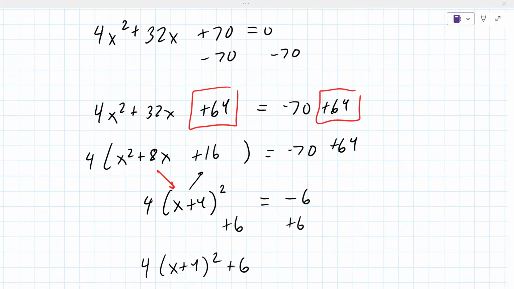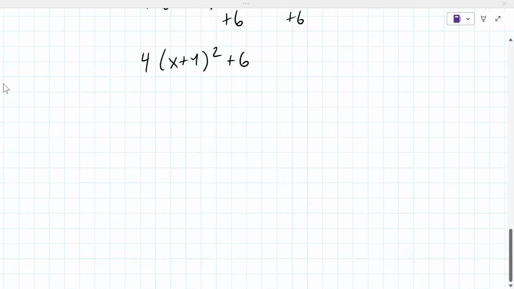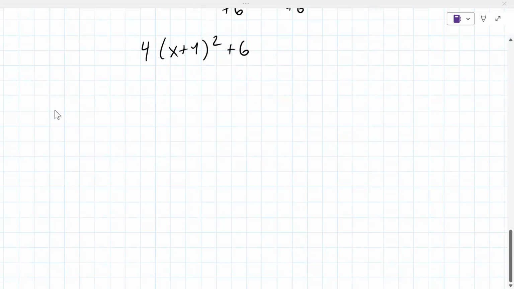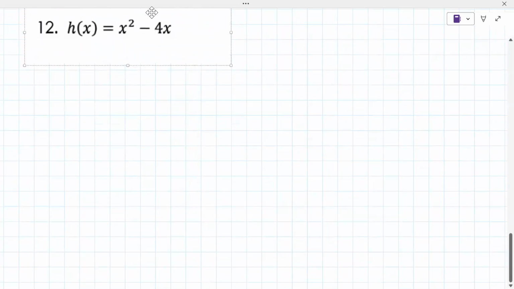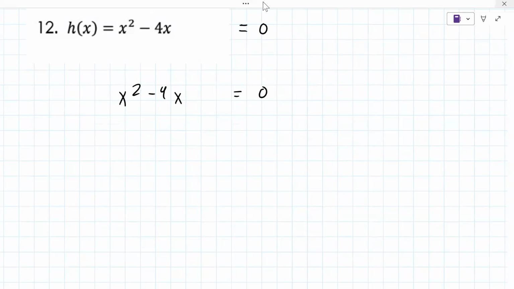Okay. Let's do 12. 12's a little odd, but it's actually easier than the other ones. It's in an odd format. So it's already equal to 0. It already has this base that you're trying to fill in. Okay, there's nothing to factor out.